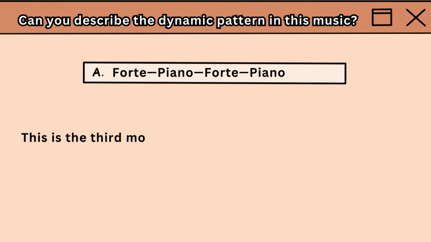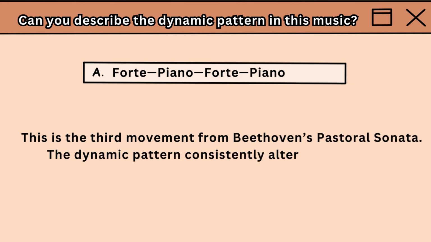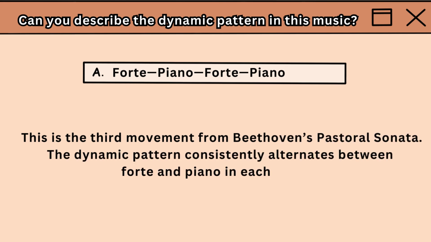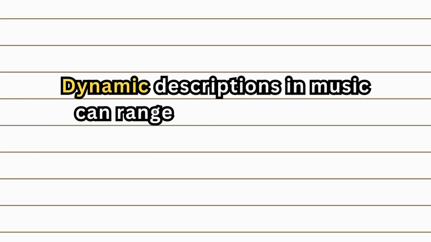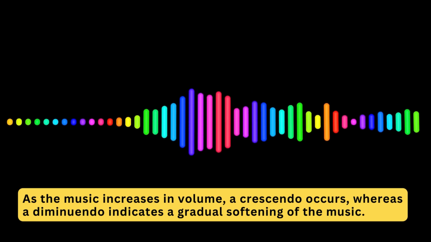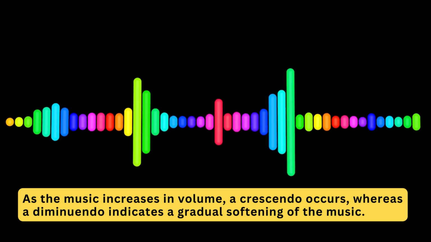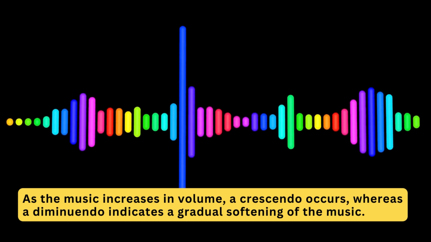This is the third movement from Beethoven's Pastoral Sonata. The dynamic pattern consistently alternates between forte and piano in each phrase. Dynamic descriptions in music can range from loud to soft, expressed as forte and piano. As the music increases in volume, a crescendo occurs, whereas a diminuendo indicates a gradual softening of the music.